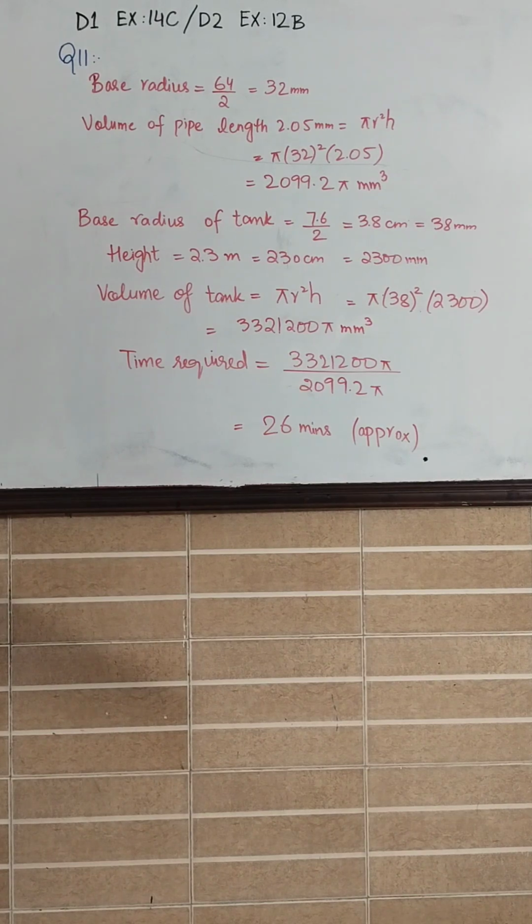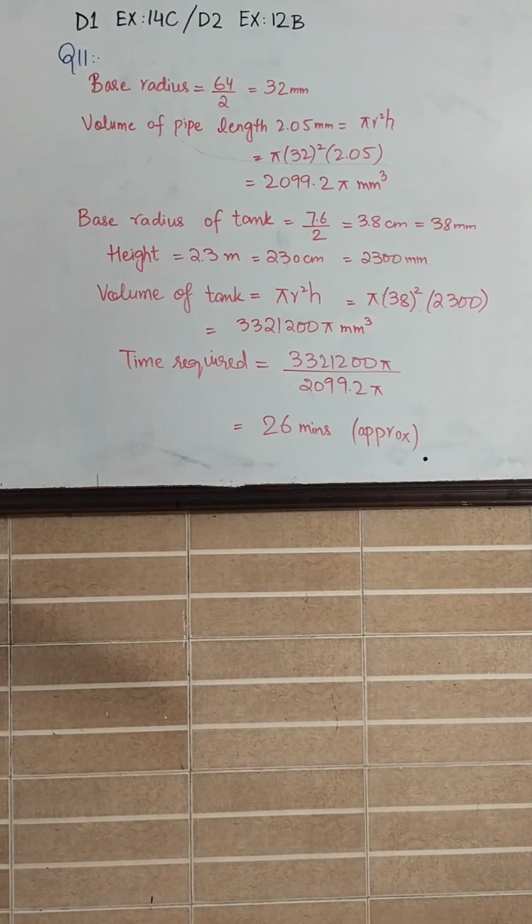because the diameter of the pipe is given to us in millimeter. So for the tank I also converted the measurement into millimeter. Next, height is given in meter. I also convert it into millimeter. To find the volume of the tank, same formula, pi r square h. Use the formula. We got two volumes: first is the volume of the pipe and then the volume of the tank. Both are in millimeter cube. Now to find out the time, divide both the volumes. You will get approximately the answer 26 minutes.